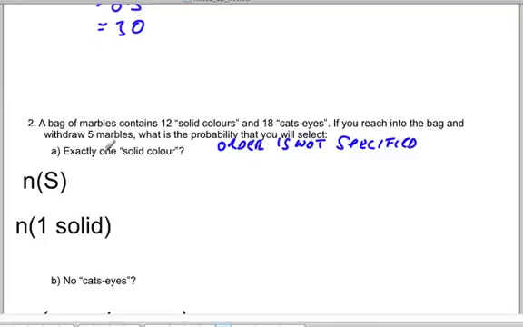And if you withdraw 1 solid and then 4 cat's eyes, that's the same as drawing out 4 cat's eyes and then 1 solid. So the order that you draw them out, withdraw them from the bag is not important. You're just picking out 5 marbles, and we just want to know what the end result is. So the number of ways we can choose 5 marbles out of a bag of 30, because we have 12 and 18, so this is going to be the combination of 30.